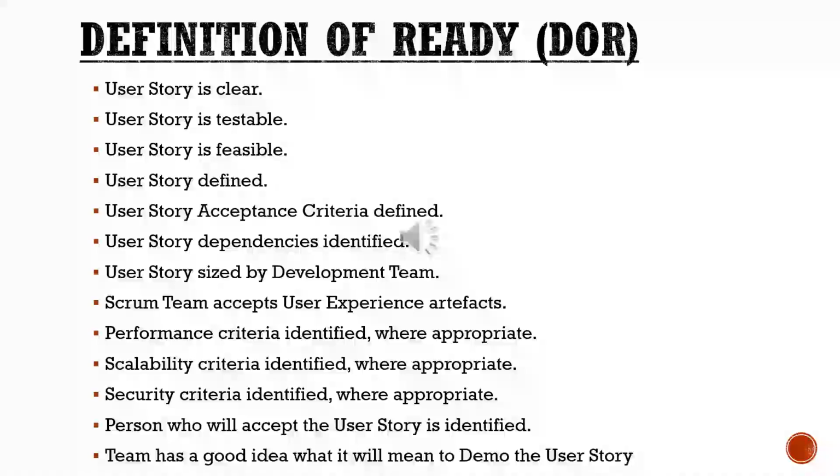Let us see what the definition of ready is in part 2 of agile process management. In the definition of ready, we have to see the following things. First of all, we need to know whether the user story is clear or not, that is, whether the user story is understandable or not. Based on it only, we are able to develop the software, and the user story should be testable.